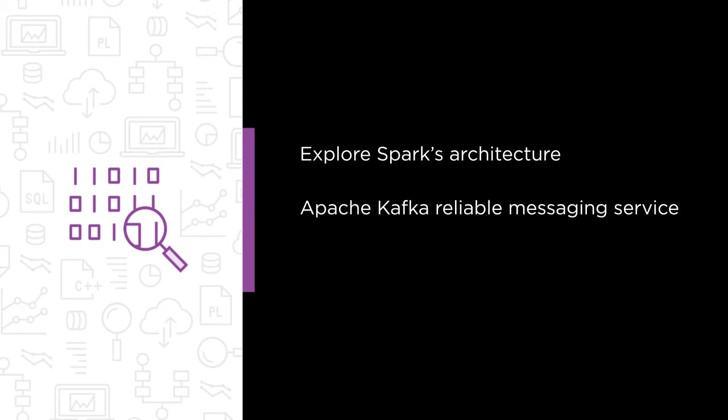Next, you'll install and work with the Apache Kafka reliable messaging service. You'll understand how Kafka publishers, consumers, and topics work, and you'll integrate your Spark streaming application to read and write data to topics in Kafka. You'll also set up a Twitter developer account, which you will use to stream Twitter messages to a Kafka topic, which can then be processed by your streaming application.